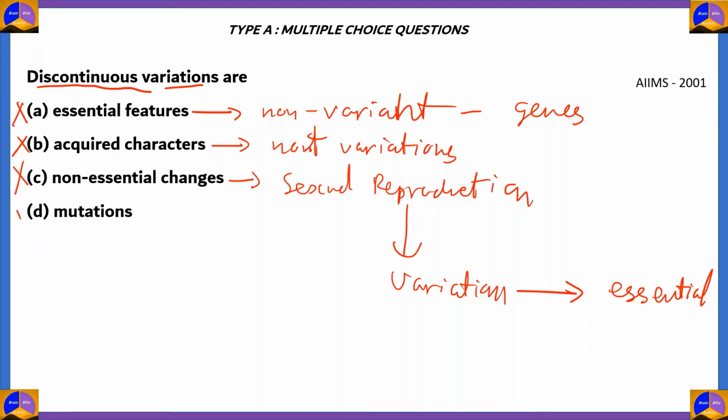The right answer is option D. Discontinuous variations are known as mutations. These are rapid and discontinuous. And they cause sudden changes to organisms.